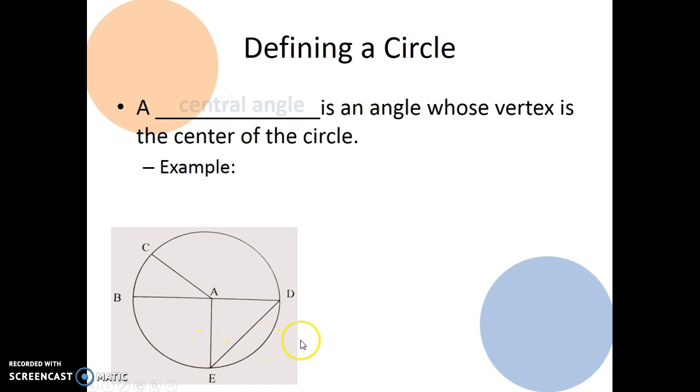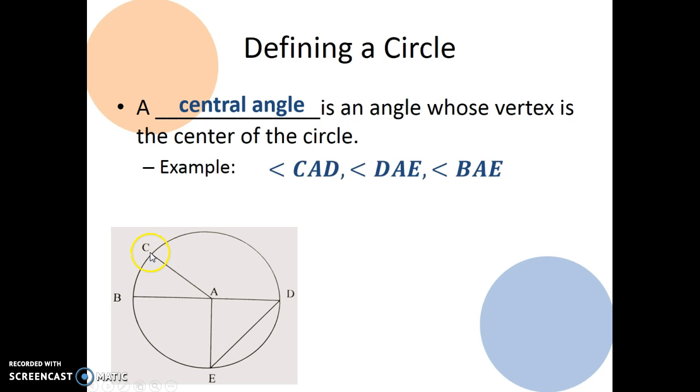Okay, a central angle is an angle whose vertex is the center of the circle. So, for example, angle CAD is a central angle, and that's going from right here, point C, through point A to point D. Angle DAE, so right here, is a central angle, and angle BAE is a central angle.